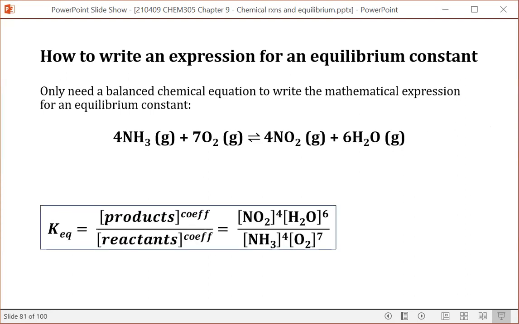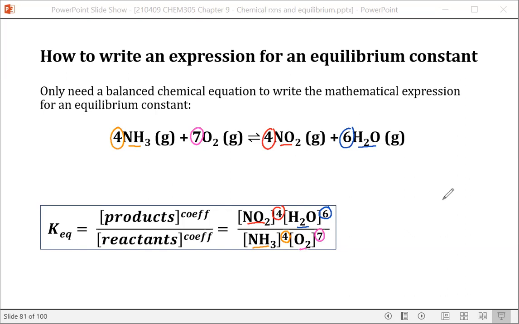So to write this equilibrium expression, you want to take the concentration of each of the products raised to its coefficient from the balanced chemical equation. So our product, nitrogen dioxide, raised to the fourth because it has a 4 here. And our concentration of water raised to the 6 because it has a 6 coefficient here. And then on the bottom goes the concentrations of each of our reactants raised to the power of their coefficient. So we have ammonia raised to the 4th from its coefficient 4. And we have oxygen gas raised to the 7th because of its coefficient 7 in the chemical equation.